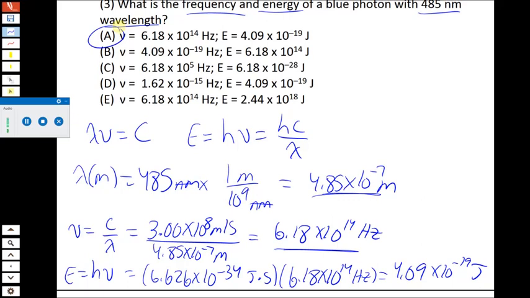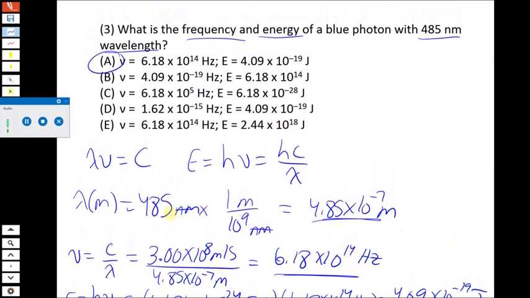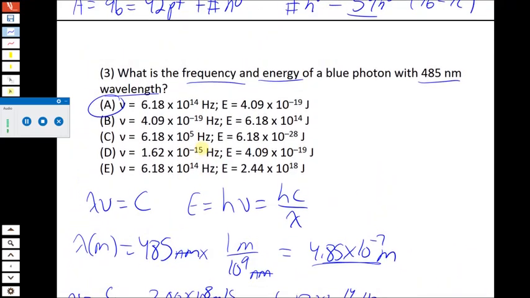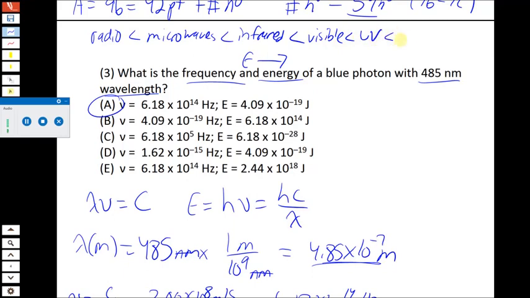Another thing you're going to want to be able to do that's somewhat related to this is, I'll cover this real quick because there are a few problems on it, ranking the different types of electromagnetic radiation in terms of their frequency or wavelength or energy, okay? So we have to remember that in terms of increasing energy, the lowest energy is going to be the radio waves, then microwaves, then infrared, then visible, ultraviolet, which is UV, X-ray, and gamma ray.